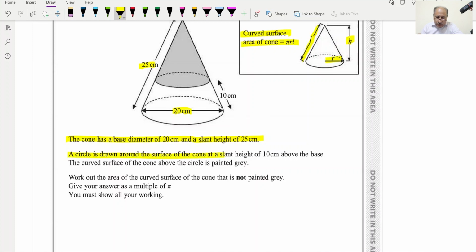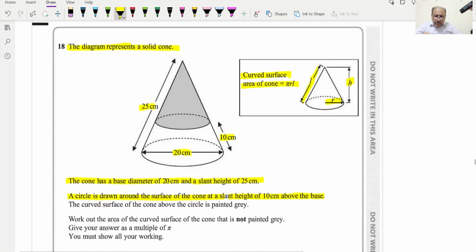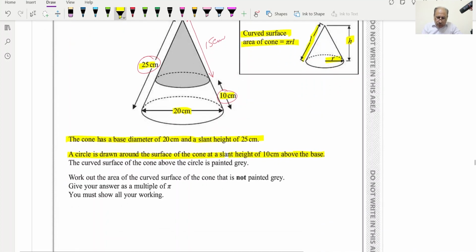A circle is drawn around the surface of the cone at a slant height of 10 centimeters above the base. So this is 10 centimeters, which indicates that the remaining height of the unpainted cone portion is this much. Portion is 15 because total is 25, so this is 10, so this will be 15 centimeters. The curved surface area of the cone above the circle is painted gray. Work out the area of the curved surface of the cone that is not painted gray.